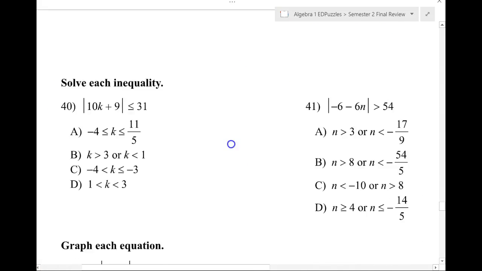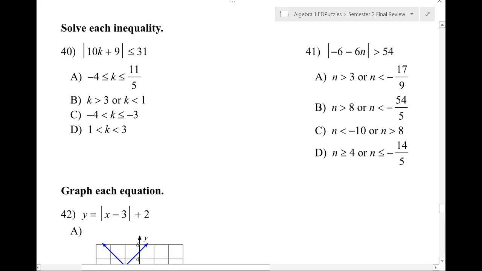Now number 40. Solve each inequality. Again, do the same thing, just like we did before. We can split it right away because there's nothing to the left or right. So let's split into two different equations: 10k plus 9 less than or equal to 31, and 10k plus 9 greater than or equal to negative 31, because remember we not only changed the sign but also the direction.